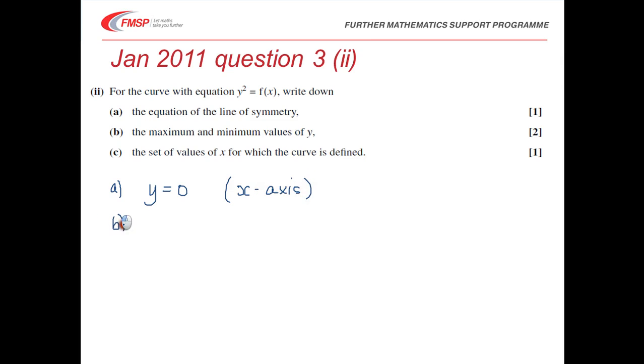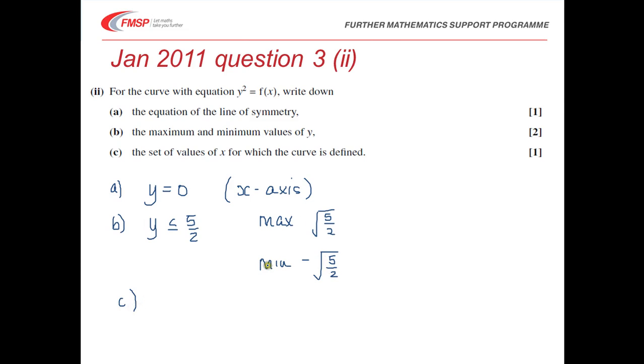In part b, now we know that y squared had to be less than or equal to 5 over 2, which means that the maximum value is going to be the positive square root of that, and the minimum value is going to be the negative square root. So again, you were just being asked to write down these values.